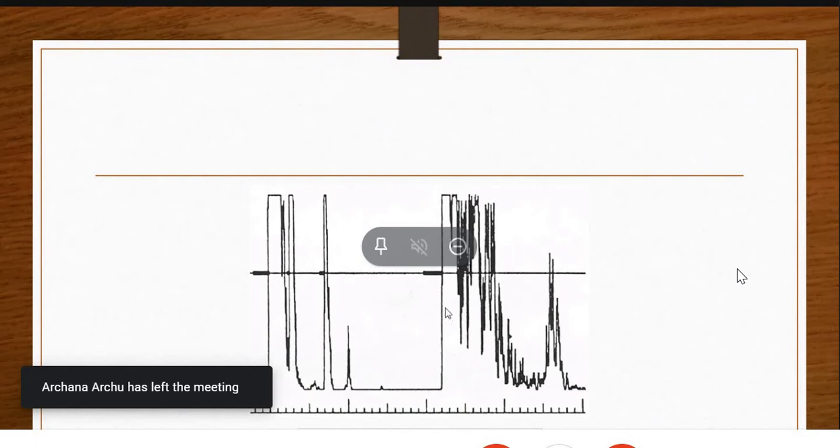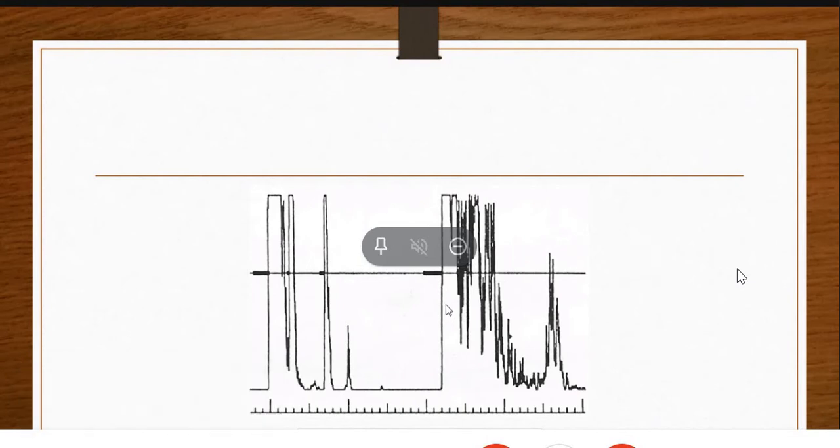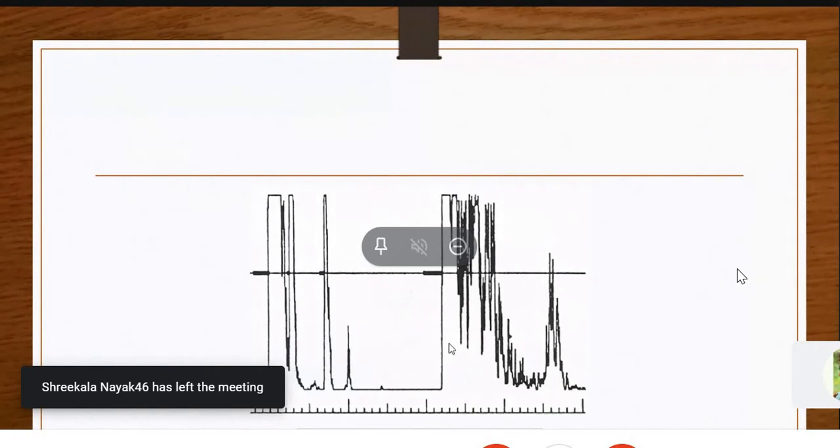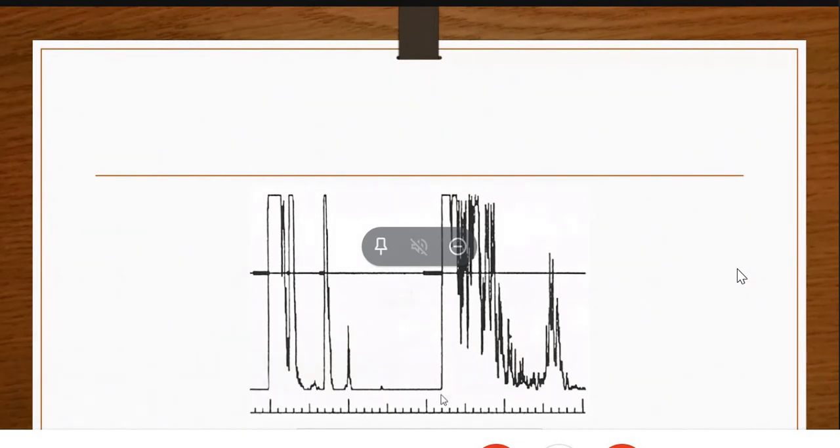Whenever you are getting a perpendicular spike like this, then your selection of spike is good. But in a few cases, if your probe is not perpendicular to the cornea, or you are a little bit off axis, then you will not get this perpendicular spike.